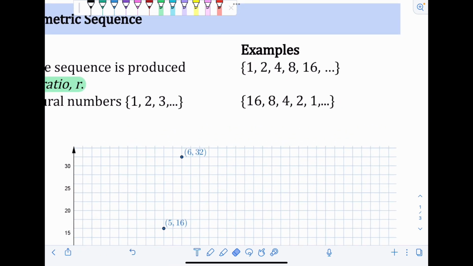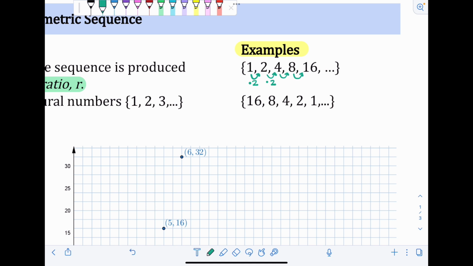Okay, so a couple of examples of geometric sequences are up here. The first one is 1, 2, 4, 8, 16. You can see that to get to the next term, you're doubling the previous one. From 1 to 2, we're multiplying by 2. To get from 2 to 4, we're multiplying by 2 again, and then 4 to 8 multiplied by 2, and 8 to 16 multiplied by 2 again. So our common ratio for that first one would be 2, because that is the number that we're multiplying by to get to the next term.